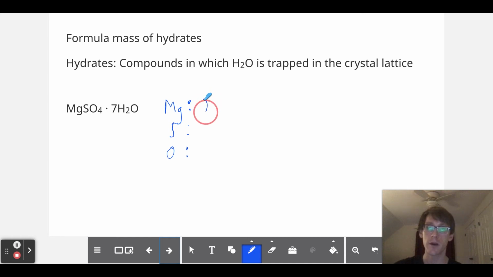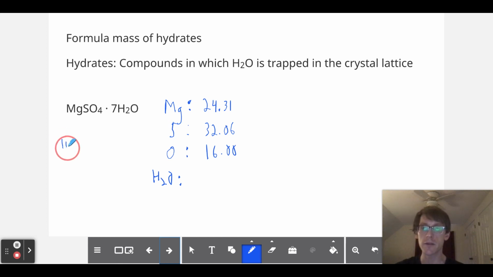We're going to list out our magnesium is 24.31 grams per mole. Our sulfur is 32.06 grams per mole. And our oxygen is 16.00 grams per mole. And for the water, I like to show H2O as its own thing. That's just the way that I like to approach it. So let's see, I know it off the top of my head, but what you can do is you can just sort of separately do the water over here.